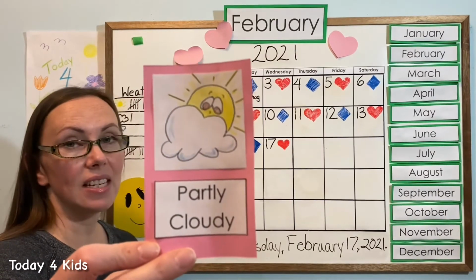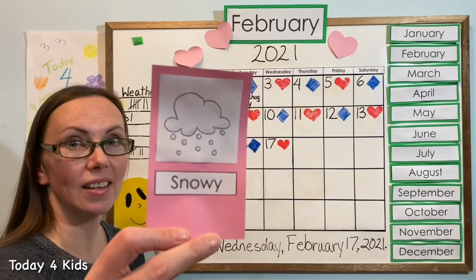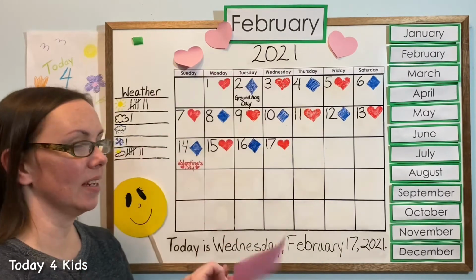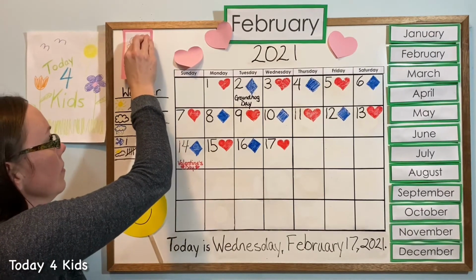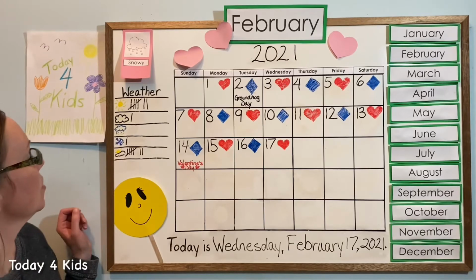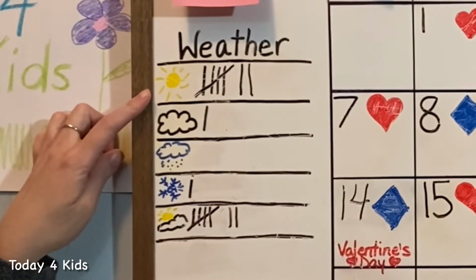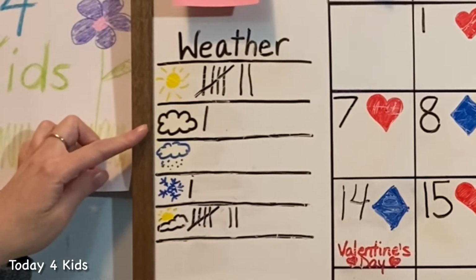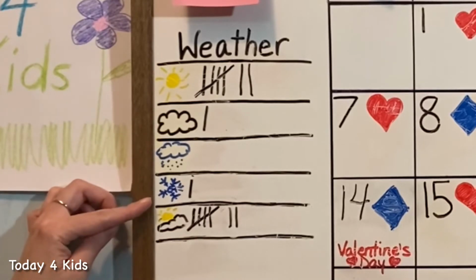I don't have any sun out today, but I do have some clouds, but our clouds are doing something fun. They are snowing. So we will put snowing on the board. And will you help me find it on our weather chart? So on our weather chart, we have a sun for sunny, but it's not sunny. Cloudy, well, it is a little bit cloudy, but the clouds are doing something. Are they raining? No, they're snowing.